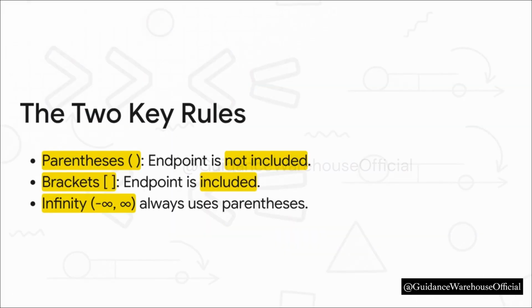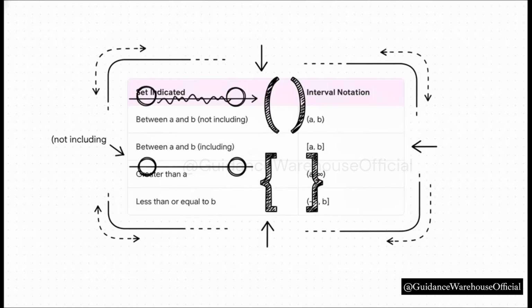And the code to unlock this language, it's actually super simple. It all boils down to just 2 symbols. Brackets, the square ones, mean the endpoint is included in the group. You can kind of think of them as little arms, hugging that number, pulling it in. Then you have parentheses, the round ones, which mean the endpoint is not included. Oh, and one more thing. Since you can never, ever actually get to infinity, it always gets a parenthesis. That's pretty much it. Okay, let's check out this table and see how it all fits together.